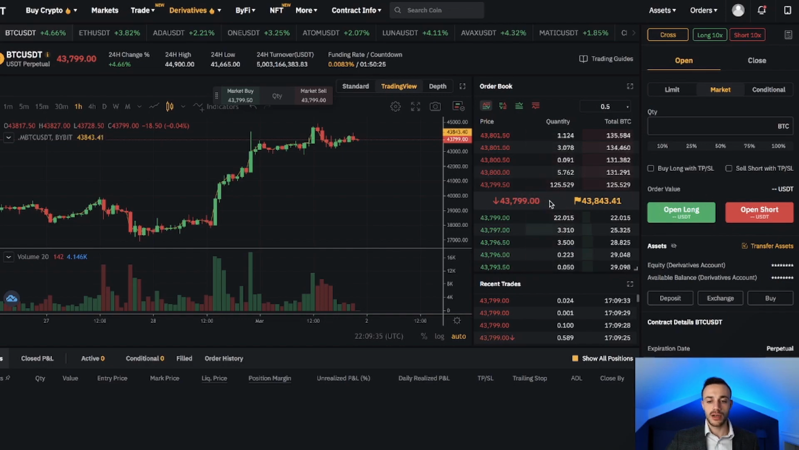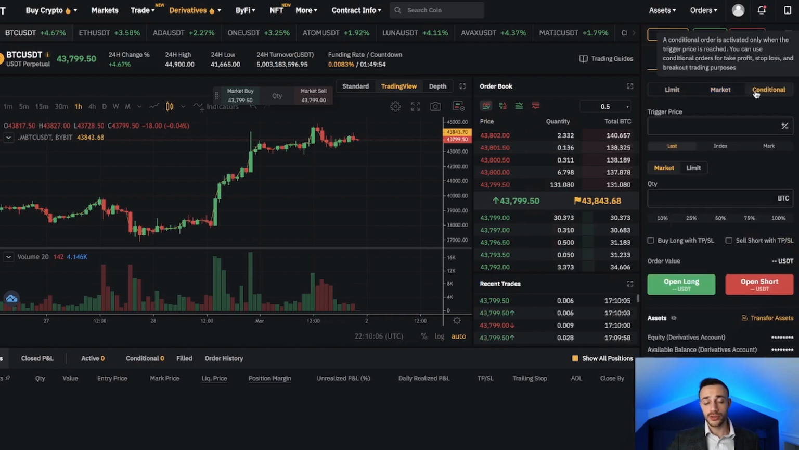So the current market price at this moment in time is $43,799. So if I were to place a market order, it simply would execute my order right away at the current market price. This is a taker order, meaning I would be paying taker fees, right? Because I'm taking liquidity from the exchange. So I'll be paying more fees with a market order. Typically, I will never use a market order. I trade with limit orders or conditional limit orders.